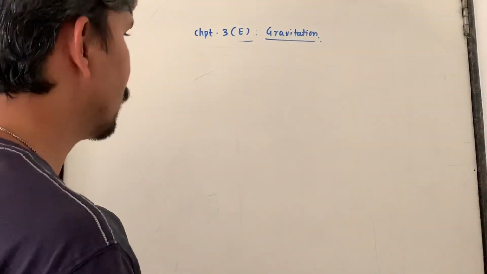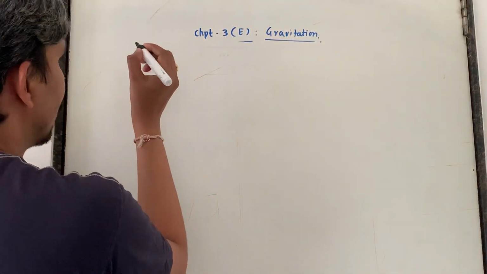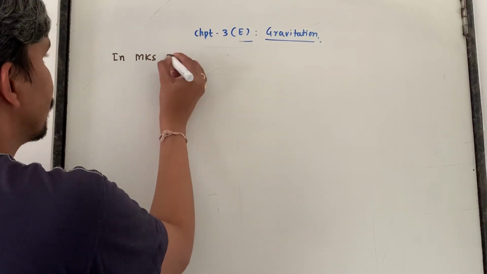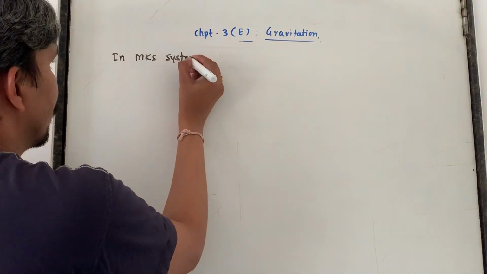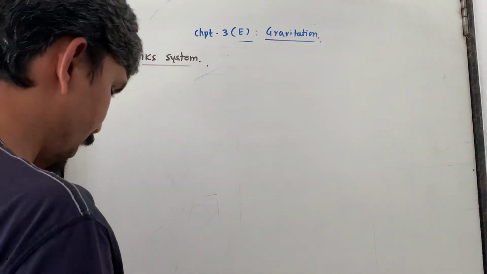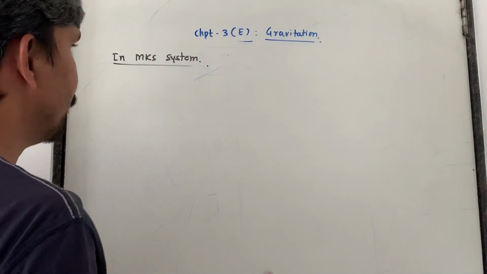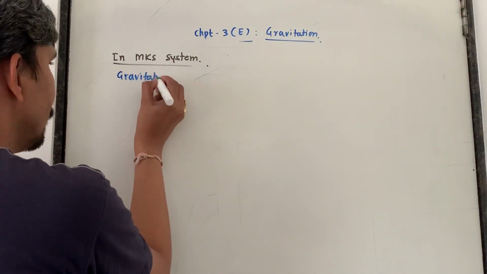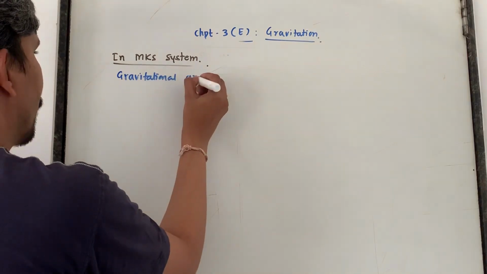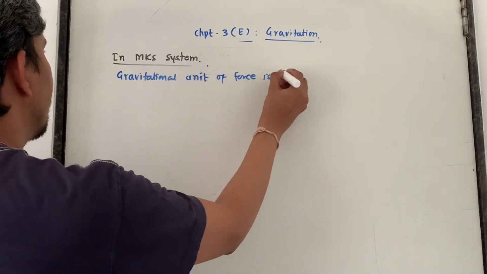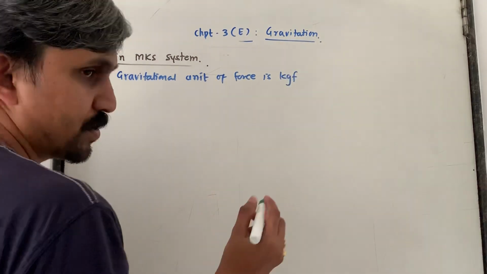Now next will be units. There are 2 units. One is in the MKS system. In the MKS system, the gravitational unit of force is called kgf, kilogram force.